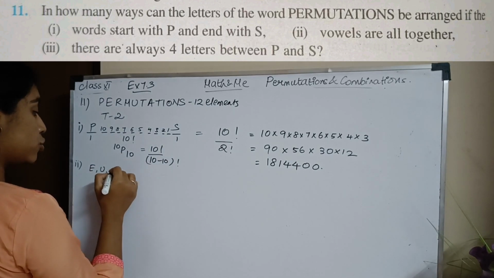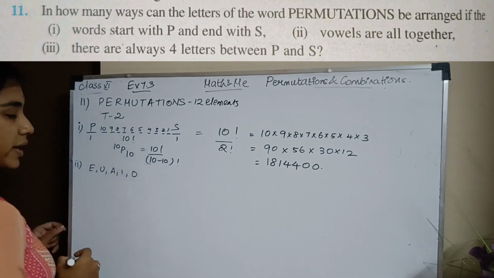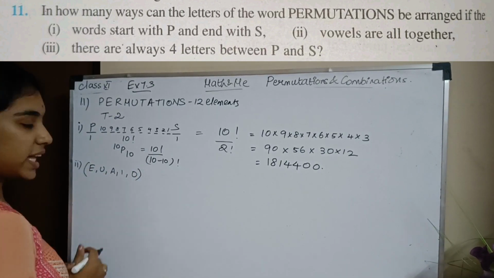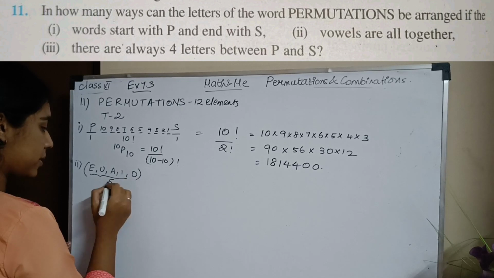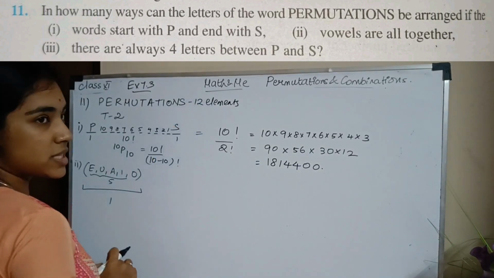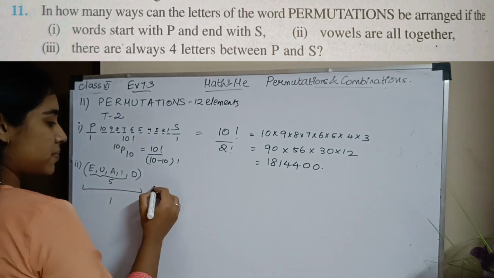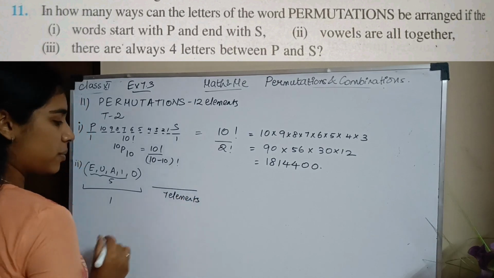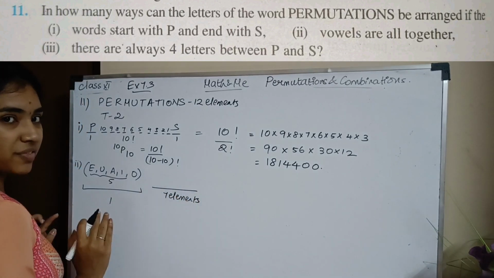E, U, A, I, O. So I have 5 vowels which I am going to consider as one single element. So I have 5 elements, but I am going to consider this as one single element. I have 12 elements in total. Removing the 5, I'll be left with 7 elements. So how many in total do I have in terms of elements?